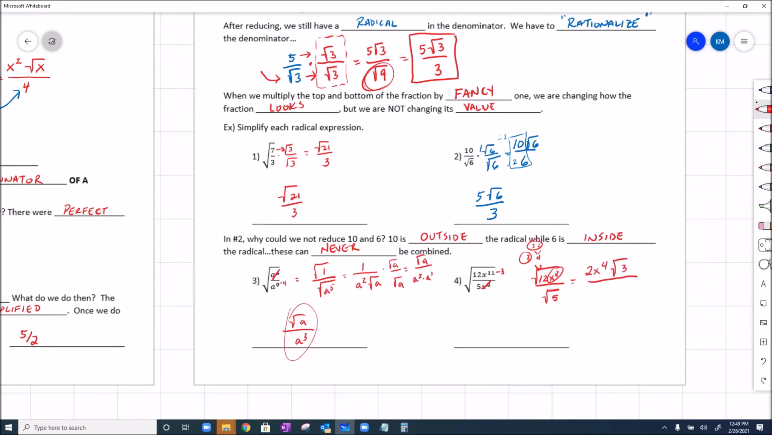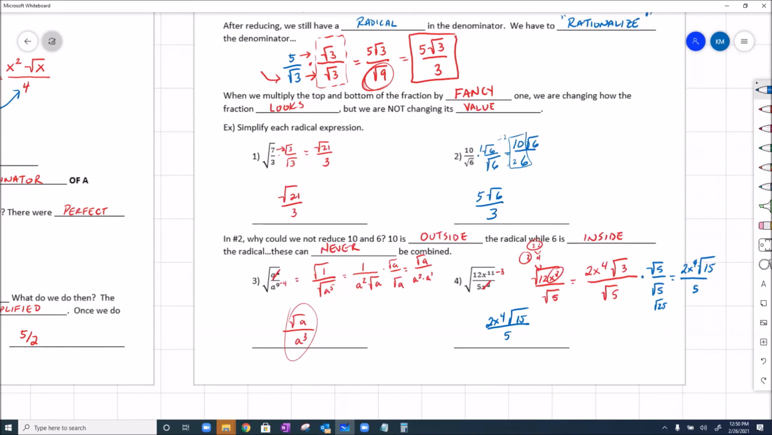In the denominator, I have radical 5, and I need to use fancy 1 to get the denominator from being a radical. So I'm going to multiply the numerator and the denominator by radical 5. So in my denominator, radical 5 times radical 5 gives me radical 25, which is just 5. In my numerator, I have 2x to the 4th, radical 3 times 5, 15. So my final answer, 2x to the fourth, radical 15, over 5.